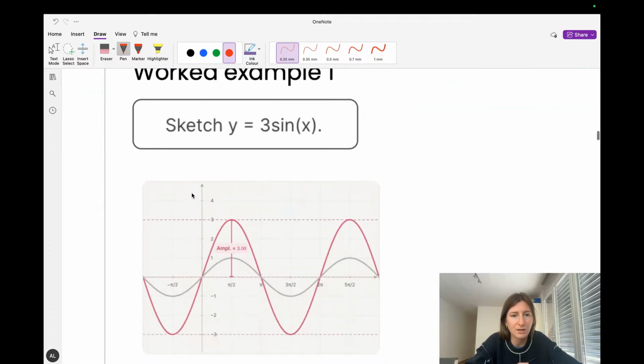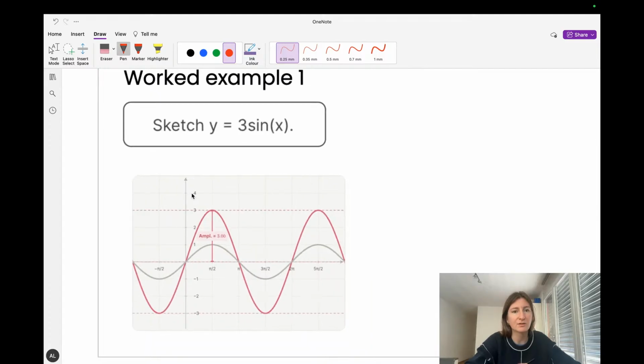All right, just a quick example. Say that we had to sketch y equals 3 sine x. The only transformation that's happened is the amplitude. There's nothing that's been altered here, nothing that's been added on. So the amplitude has changed from 1 and minus 1 to now 3, so it goes between 3 and minus 3. That's the only change, the pink graph there: we've stretched it out.